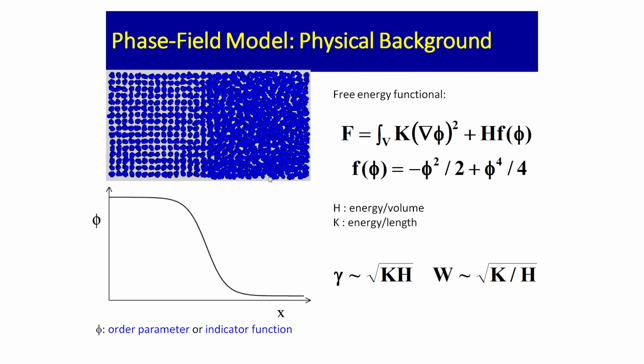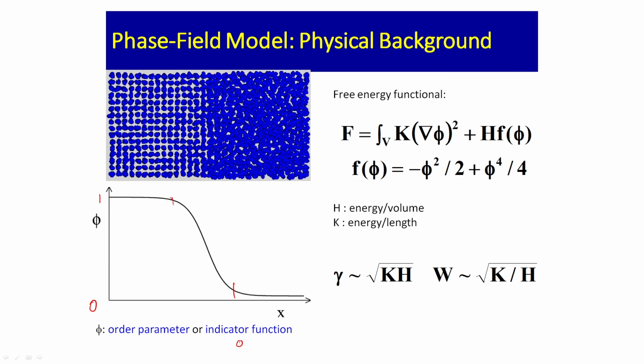That variable is always called phi, and as you see here, this is 1, this is 0. There are two phases here, one phase is atomically more dense than the other phase. So, we have seen that this phi is 1 for the less dense phase, 0 for the more dense phase, and at the interface phi varies from 1 to 0. So, phi is called the order parameter or indicator function. I hope you got it.